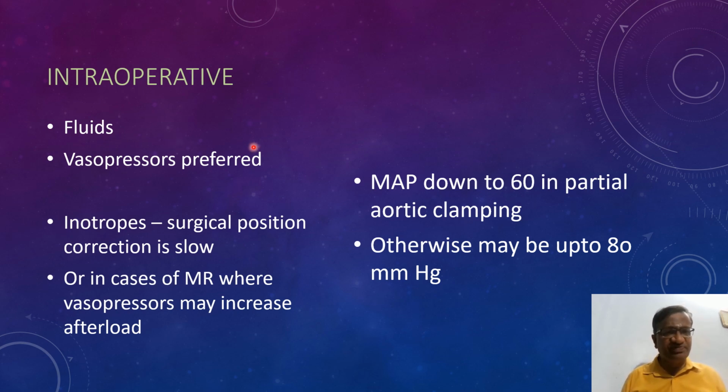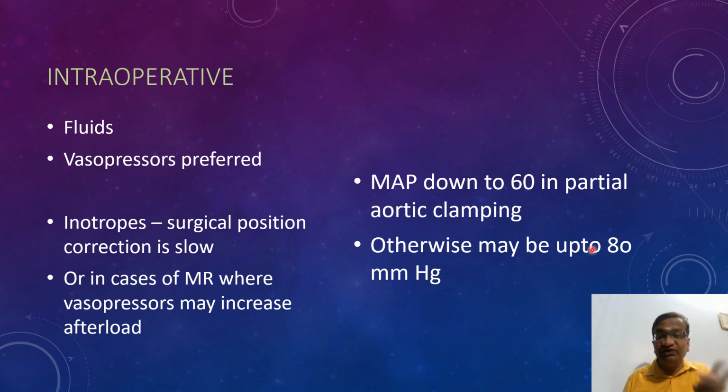Intraoperatively, yes, fluids, vasopressors, inotropes and surgical position correction. Or in cases of MR, where vasopressors may increase. See here. Preferably give fluids, Trendelenburg and vasopressors. Vasopressors means NORAD. But you have to give dopamine where you think MR is a problem, because vasopressors will increase SVR, which will cause problems in mitral regurgitation. So we may need to give dopamine, with somewhat of a reduction in SVR, so that the MR is better.